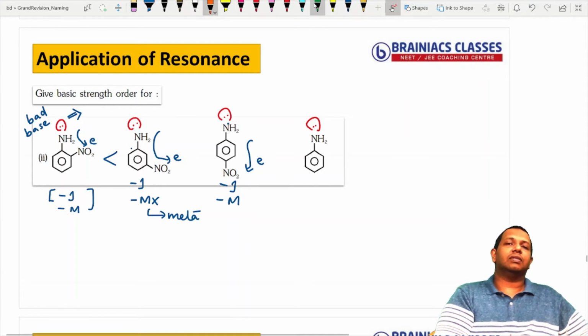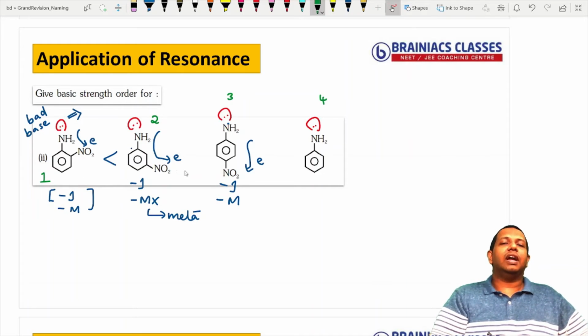Now compare to the first one, this one. I will number them for your ease. This is the first one, this is the second one, this is the third one, and this is the fourth one. Now comparing 1 and 3, I can say that both have -M effect, but here the -I effect is more prominent because it is very near to NH2. Here the -I effect is at a little distance, so it will attract the electron a little bit less compared to this one. So I can say this is a much better base than the first one. The first one is the worst one. But the second one is much better than the third one because the second one only has -I effect.